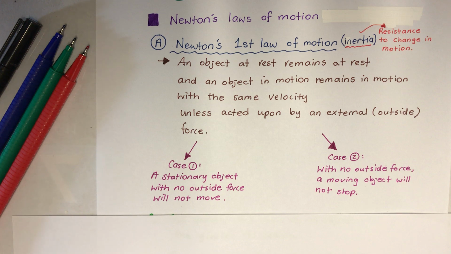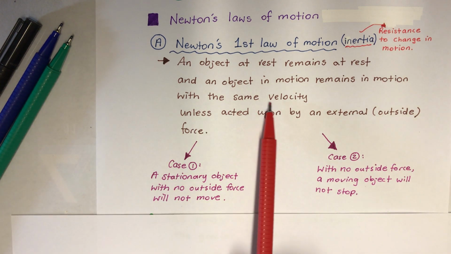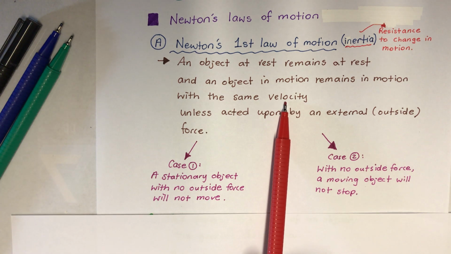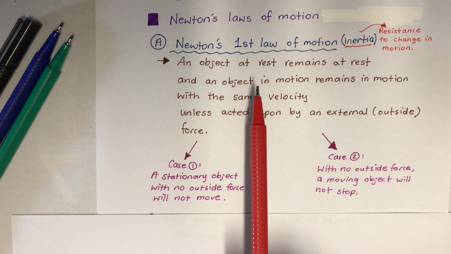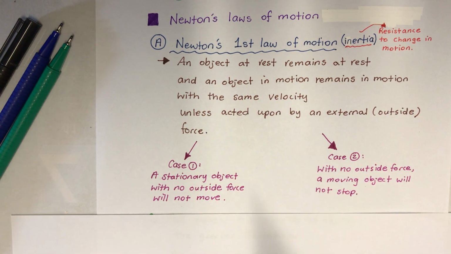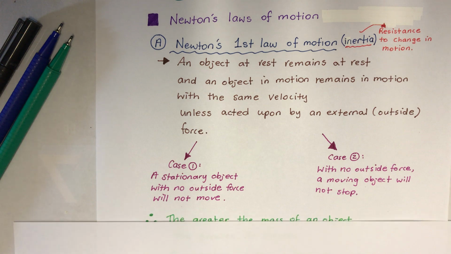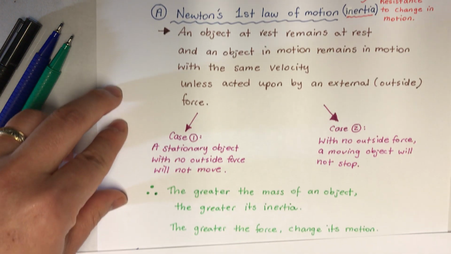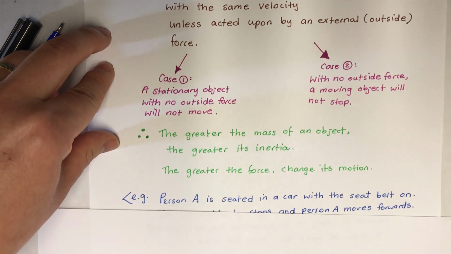Now also it says same velocity, so that means constant velocity, therefore your acceleration is 0 here. And also because of this, it's at rest, remains at rest, and if it's moving, keeps moving, your net force will be 0 as well here. So I'll remind you a little bit later.